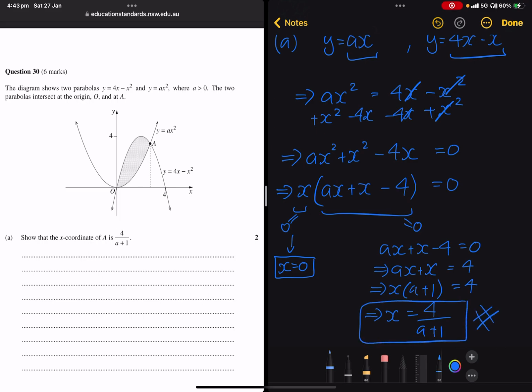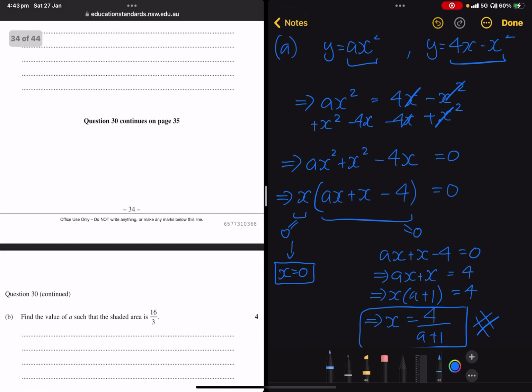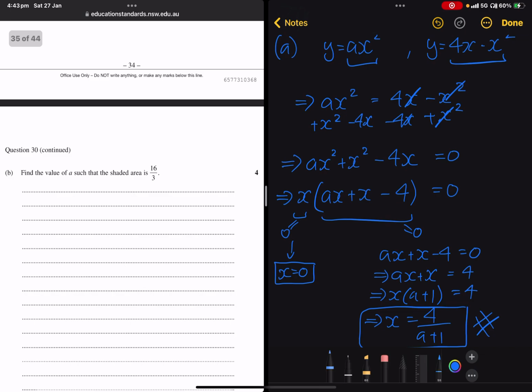And this is the answer that we're after here. So the x-coordinate of A is 4 divided by a plus 1. And we showed this using quadratics. So this is the first part of the question. This is the easier part of the question. The harder part is find the value of a such that the shaded area is 16 on 3.